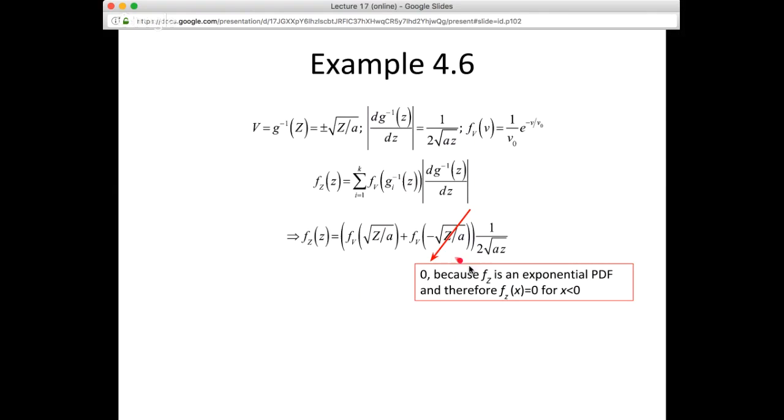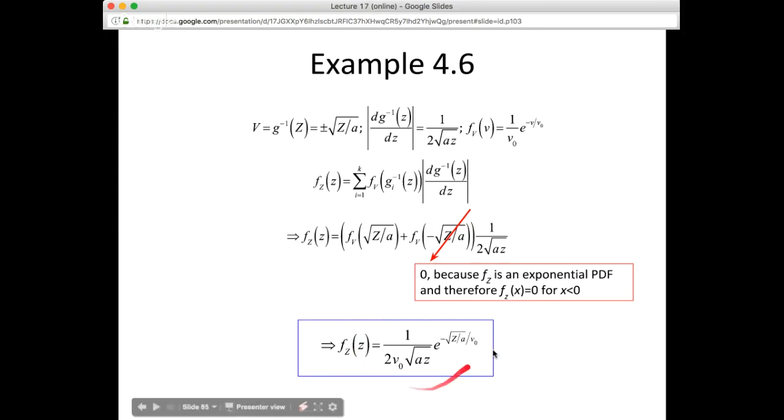Again, the exponential distribution is confined to random variables that are greater than or equal to 0. So we can immediately exclude the second root and just drop it out, which is nice. We're left with the PDF for the random variable z being just the PDF for the random variable v evaluated at the square root of z over a, times 1 over 2 times the square root of az. When we plug all that in and simplify, we end up with this final probability density function for the wind tide that we have to design for, given the functional relationship we described before, plus the PDF for the wind velocity.